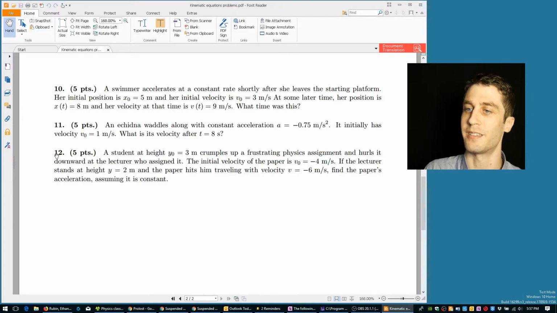And then question 12. A student at height y naught equals 3 meters crumples up a frustrating physics assignment and hurls it downward at the lecturer who assigned it. The initial velocity of the paper is v naught equals negative 4 meters per second, and if the lecturer stands at a height of y equals 2 meters and the paper hits him traveling with velocity v equals negative 6 meters per second, find the paper's acceleration assuming it is constant.